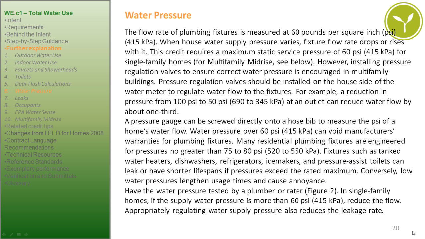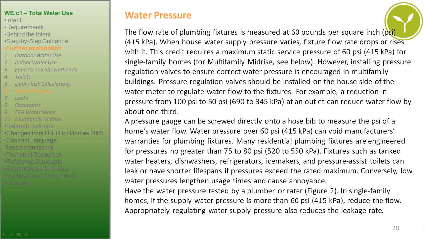Water pressure. The flow rate of plumbing fixtures is measured at 60 pounds per square inch, or PSI, or 415 kPa. When house water supply pressure varies, fixture flow rate drops or rises with it. This credit requires a maximum static service pressure of 60 psi or 415 kPa for single-family homes or multi-family mid-rise, see below. However, installing pressure regulation valves to ensure correct water pressure is encouraged in multi-family buildings.